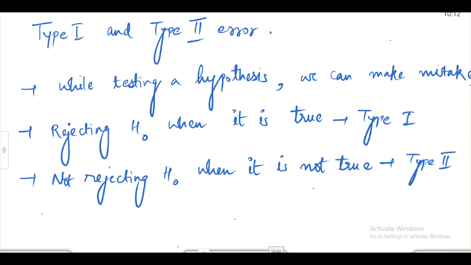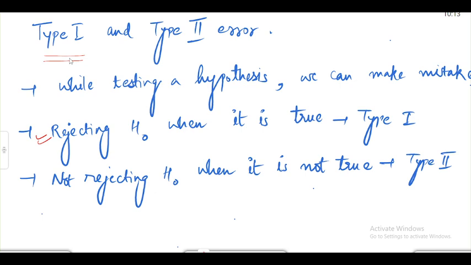There are basically two types of mistakes that we call errors in the statistical sense or in econometrics. The first one is called your type 1 error and the second one is called your type 2 error. What happens in type 1 error is that you reject the null hypothesis when it is true. Okay, reject the null hypothesis when it is true. So this is your type 1 error.